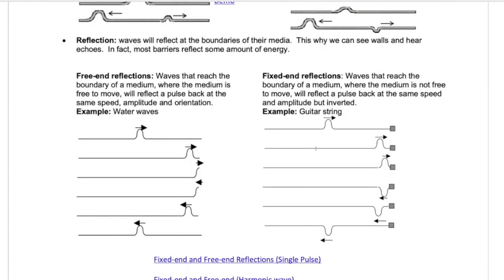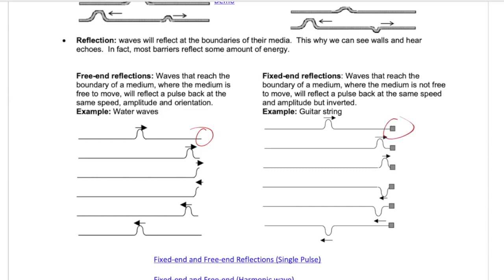So now what we're looking at is something called a boundary condition. When waves encounter a boundary, there are going to be reflections. For example, in this particular setup, we have what is called a free end reflection. That means the medium here is free to move, versus something called a fixed end reflection, where the medium is fixed down.